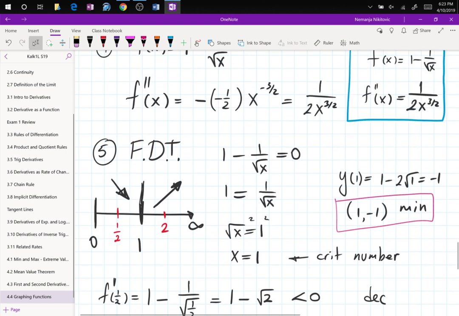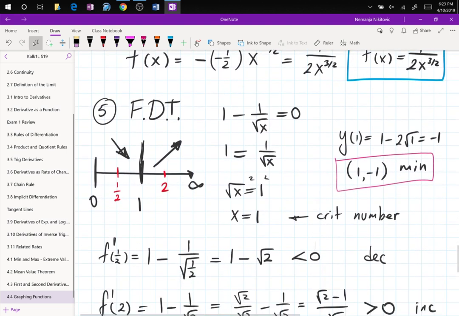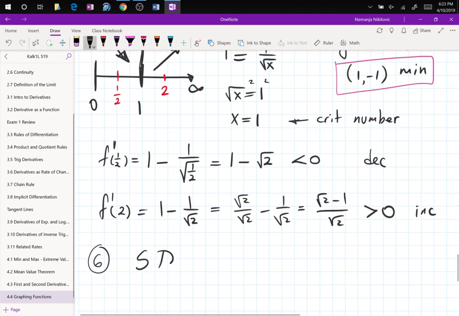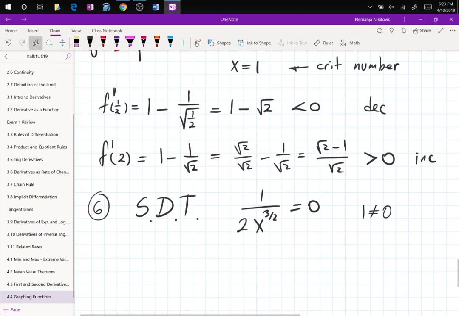Second derivative test, we have our 1 over 2x to the 3/2 equal to 0. Cross multiply, you get 1 equals 0. So no inflection points, because we didn't get to solve x equals a number, right? No inflection points. And if we don't have any inflection points, what do we do?